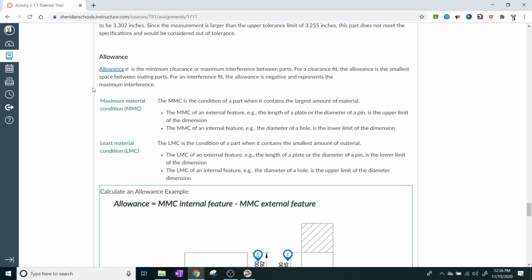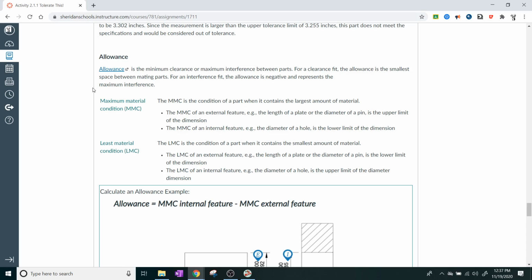So it says here are a couple of examples. The MMC of an external feature, e.g. the length of a plate or the diameter of a pin, is the upper limit of the dimension. So the maximum material condition of like a dowel rod or something like that would be the longest, or the length of the plate itself. Okay. So if you're dealing with an internal feature like a hole, that's going to be the lower limit of that dimension.